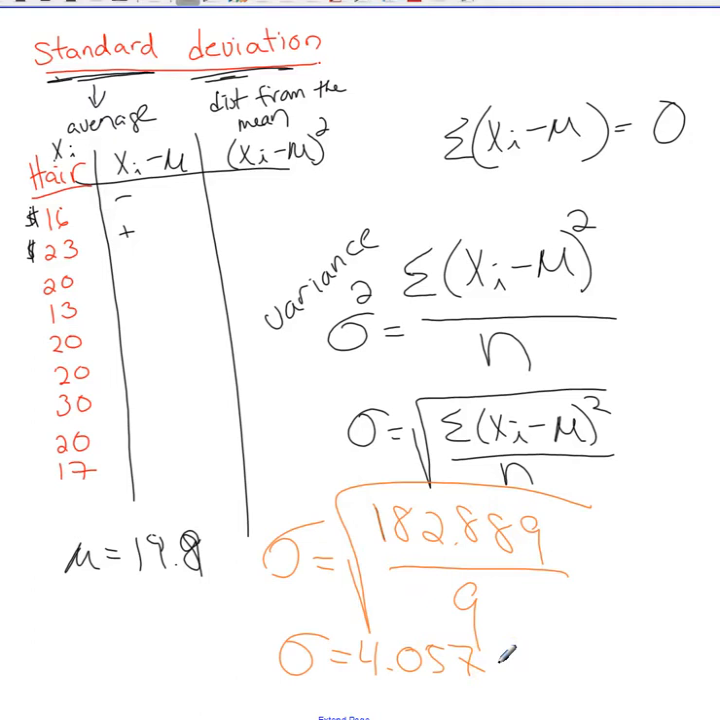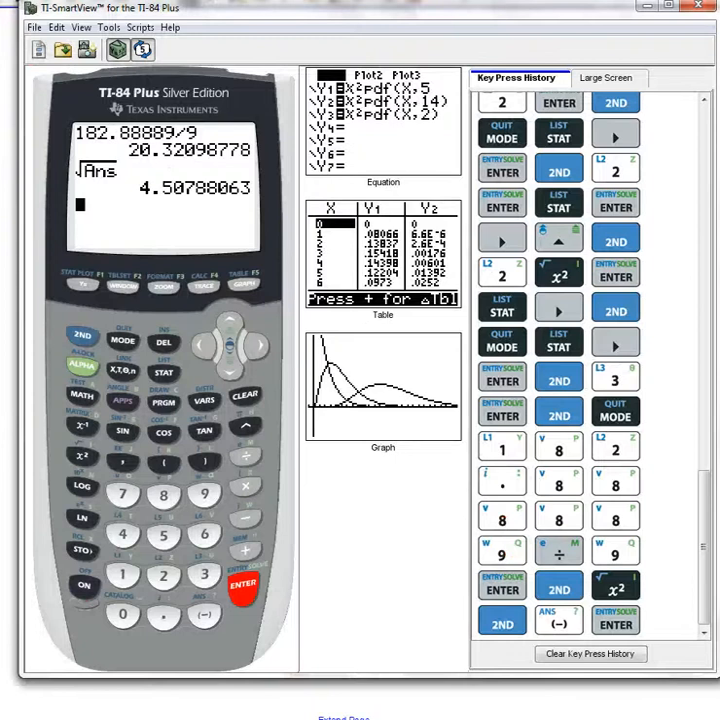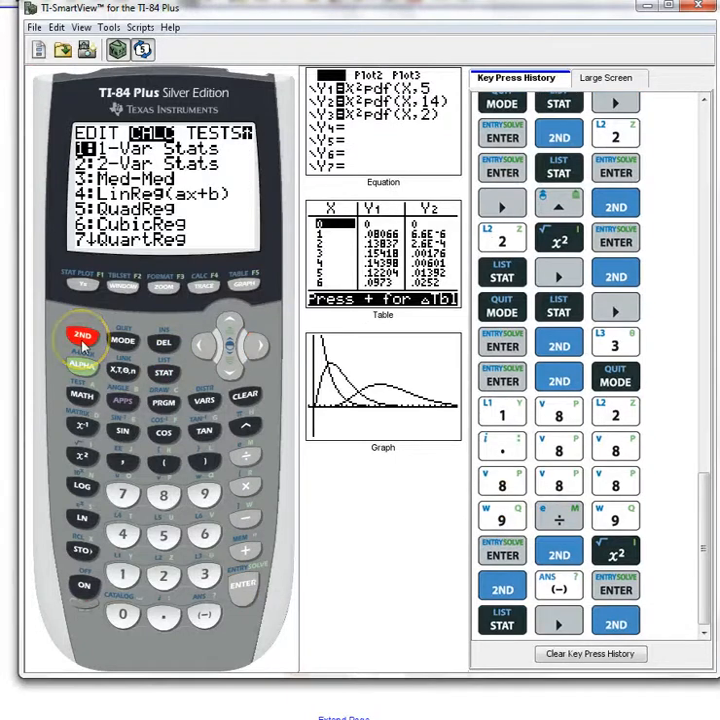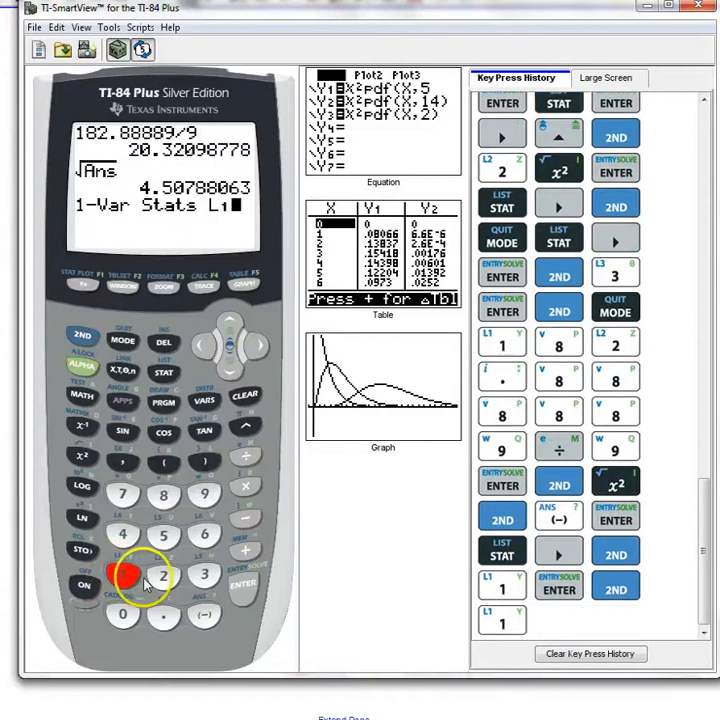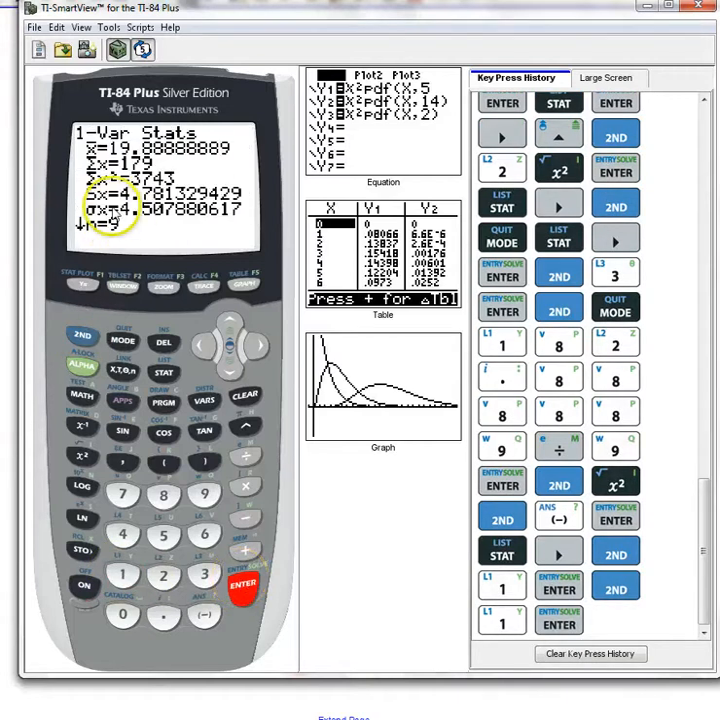So what does that really mean? On average, the class is about $4 away from the mean of about $19.88. So $19.88 is the mean, and on average, we're about $4 away from that. Now, drum roll please, let's check to see if the calculator calculates that exact same thing. Let's go to your calculator and do 1-Var Stats on the original data set in L1. And it looks like, right here, there it is. Maybe I wrote it down wrong, but there's our standard deviation.